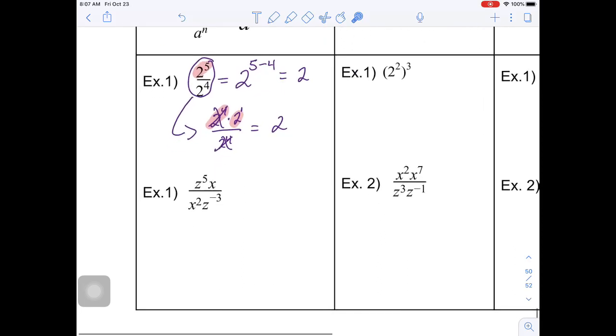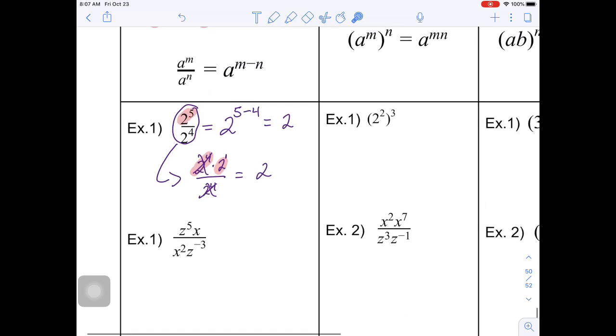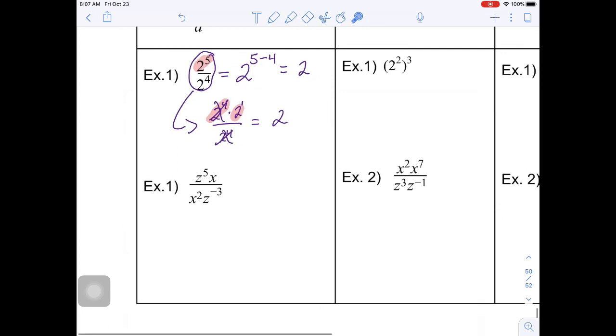Now remember, variables are simply just numbers. We just don't know the exact number. It's a placeholder. So the laws that apply to numbers also apply to variables. We just have to have similar variables. So here we can see that we have z to the power of 5 times x, dividing x to the power of 2 times z to the power of negative 3.